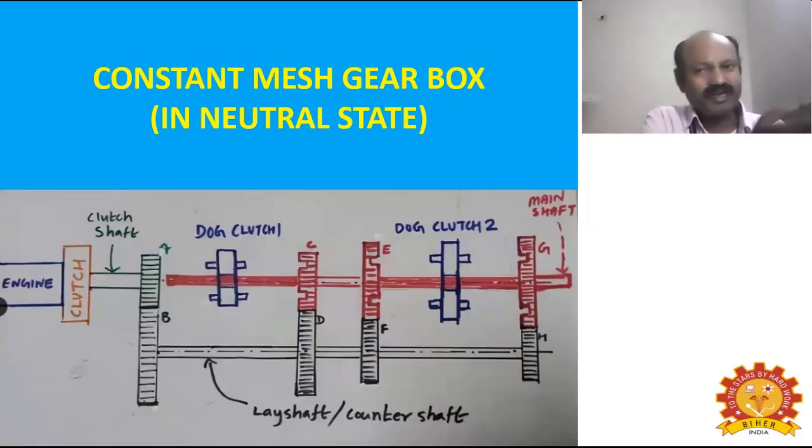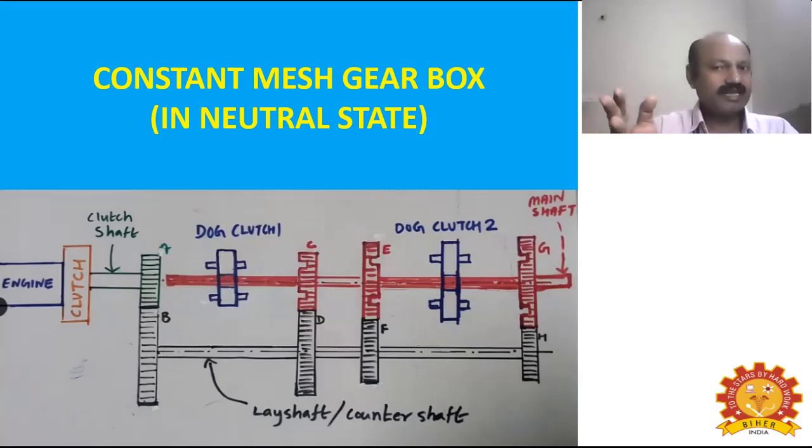During gear shifting, you need not slide the gear. The gears are permanently fixed. Only during gear engagement, we are going to move a small mechanism called the dog clutch mechanism. That is the basic difference between a sliding mesh gearbox and a constant mesh gearbox.